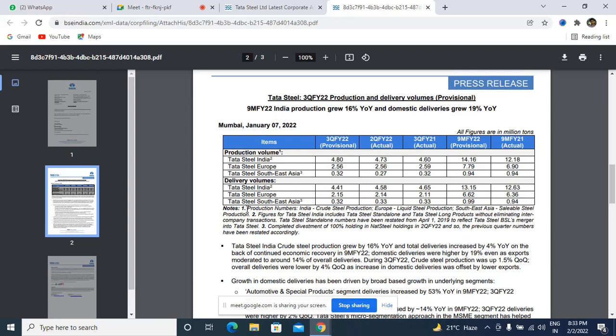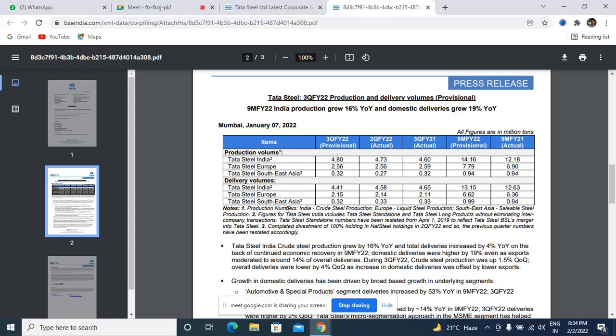So I was telling Bhushan sometime back that when there is something like 1, 2 in a number, and there are any notes attached to it, you must go through it. So what is this? Production numbers, India, crude steel production.